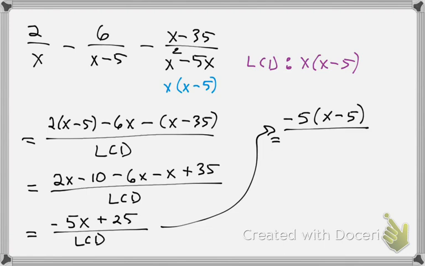Don't be afraid to just do a quick redistribution to check and make sure your answer works. And your LCD was x times x minus 5. Does this simplify? x minus 5 divided by x minus 5 is 1. We have a common factor, so we're left with negative 5 over x. That was the nicest answer with 3 terms.